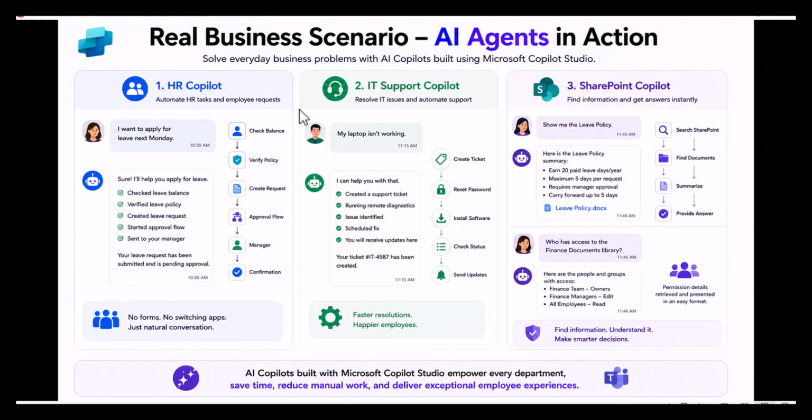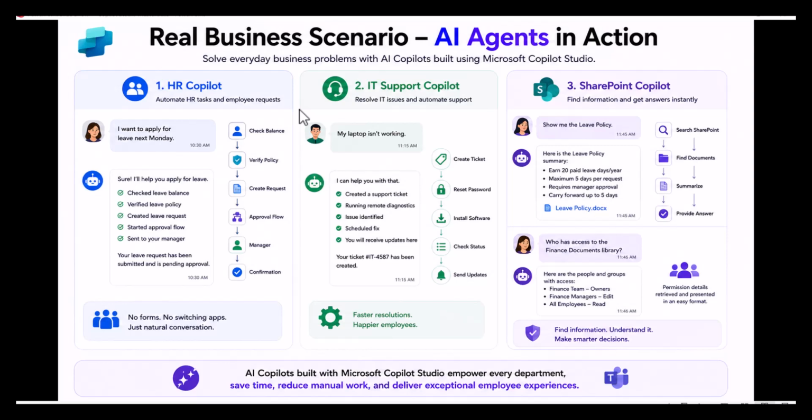Instead of manually replying, we can build an HR Copilot using Microsoft Copilot Studio. The employee simply opens Microsoft Teams or the company's portal and types, I want to apply for a leave next Monday. The agent understands the request. It checks the employee leave balance. It verifies the company leave policy.